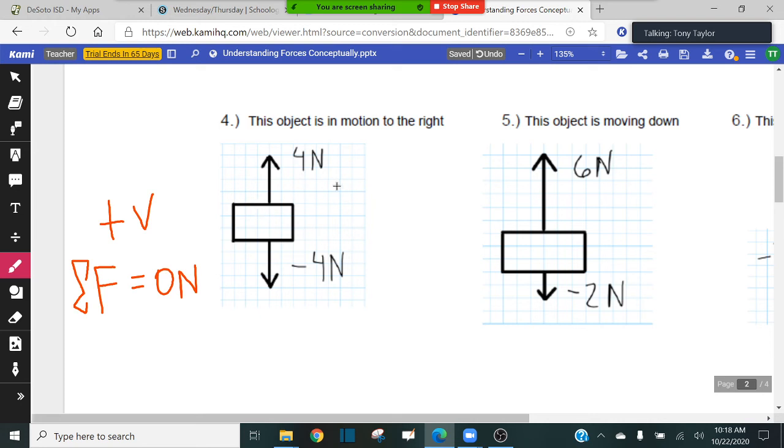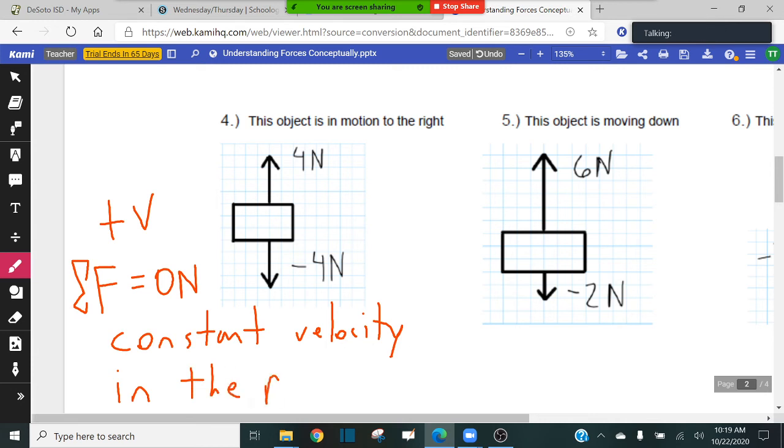So guys, if our forces are balanced, what does Newton's first law say? An object in motion will what? Stay in motion. Stay in motion at a what? Constant speed, or in other words, at a constant velocity. So this object is moving at a constant velocity in the positive direction, because all the forces are balanced. So wherever it's going, that's where it's going to keep going.